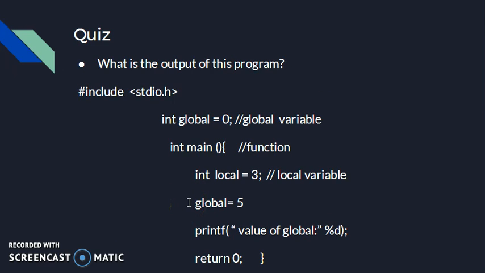Now it is quiz time. What is the output of this program? Int global equals 0, int main function, int local equals 3, global equals 5, printf, value of global, and the end of this function.